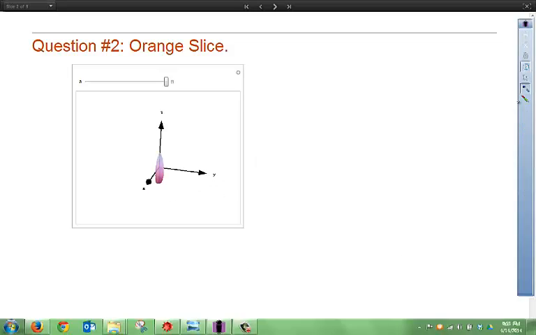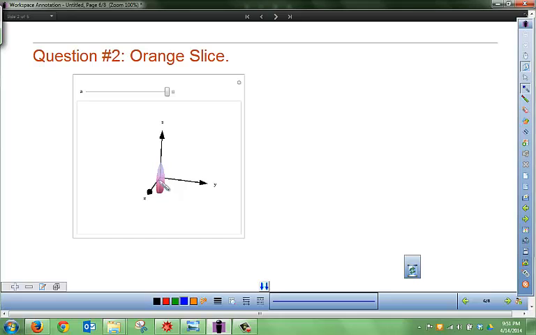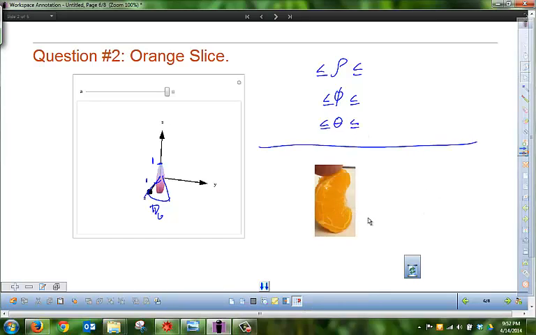Alright, so this has an angle of pi over 6, and let's say it has a radial distance of 1. And so you get to figure out what rho is, what phi is, and what theta is equal to. And this is a little piece of our orange slice.